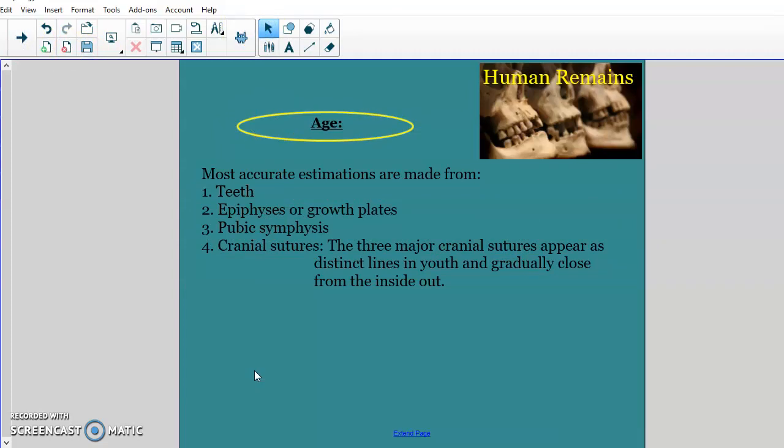Age, they'll attempt to figure out the age of the individual. This is definitely just a range. They can't say these skeletal remains, this person was 36 years old or 40 years old or 25 years old. They can say they were between this age and this age. The most accurate estimations are from the teeth, the epiphyses, which are your growth plates, the pubic symphysis, which is the pelvic region, and then cranial sutures. Those are the four things that they take a look at to determine age.